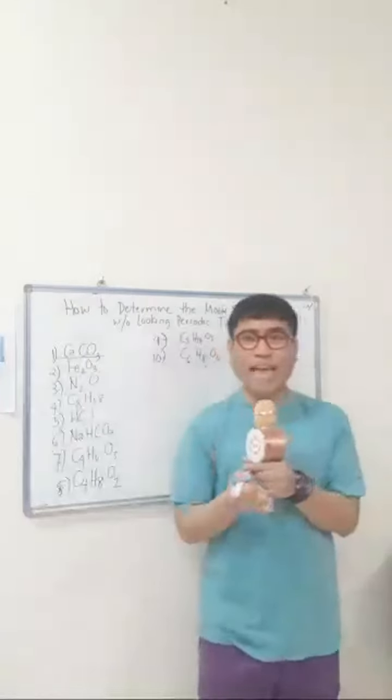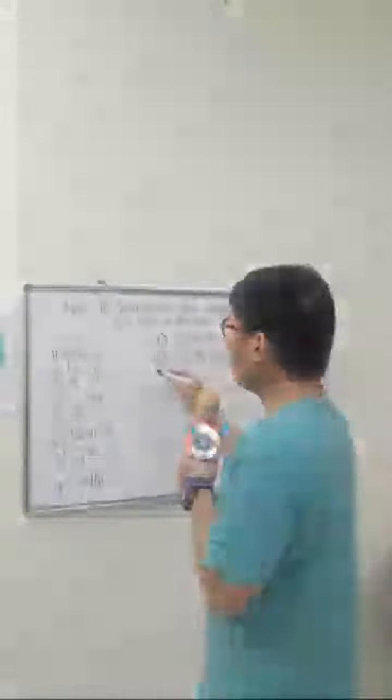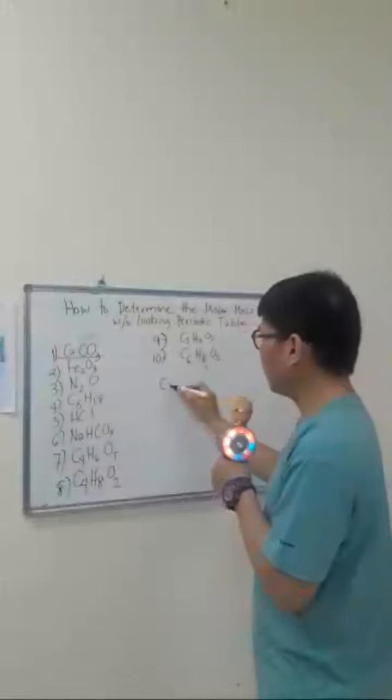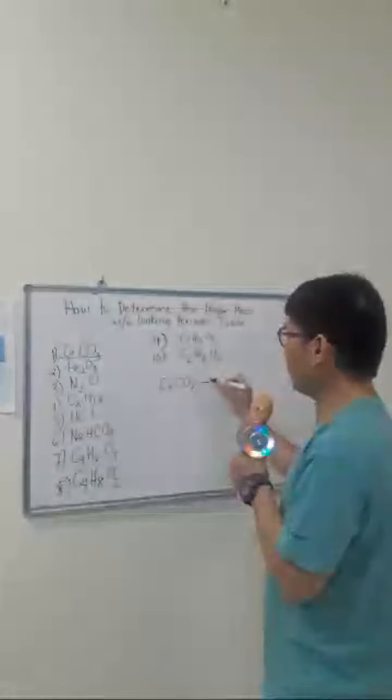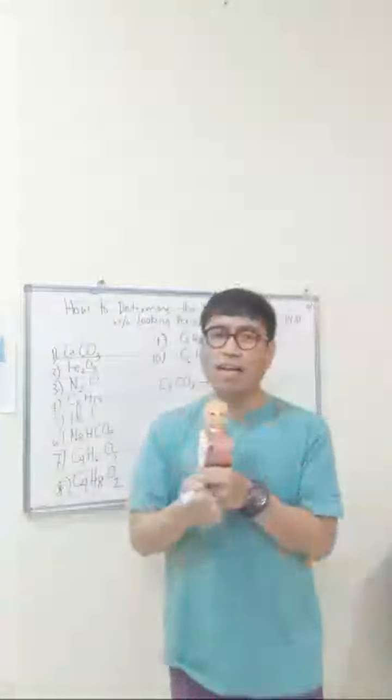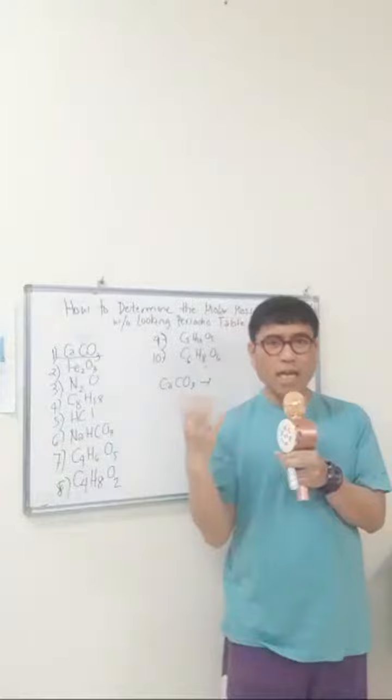Limestone or calcium carbonate is a raw material in cement production. Okay, so calcium carbonate. What is the molecular weight, or the molar mass, of this calcium carbonate? Then we need to split the elements up one by one individually.